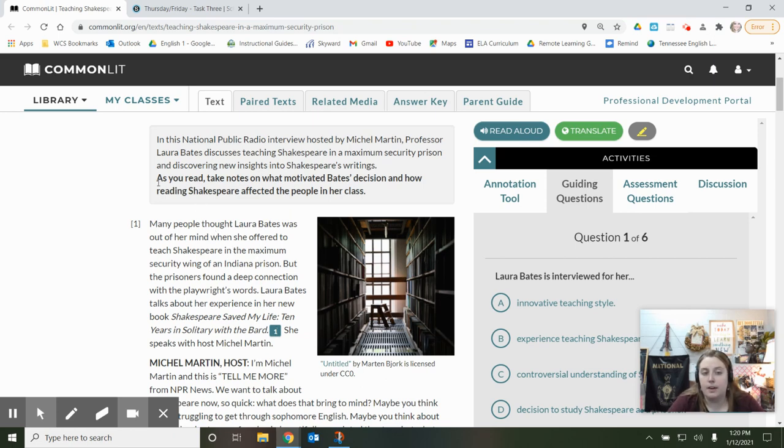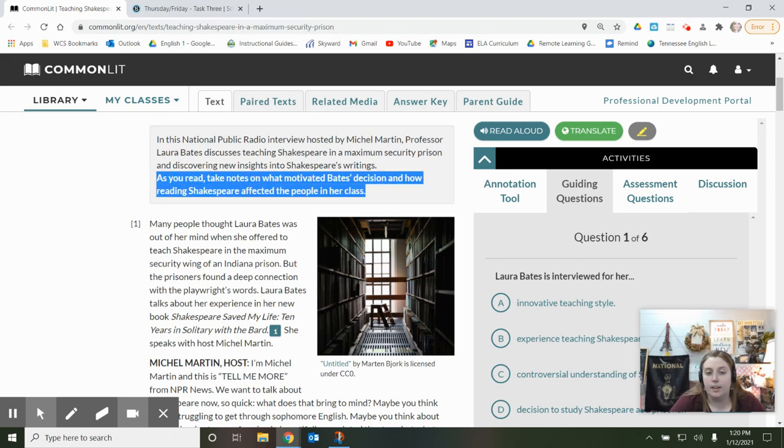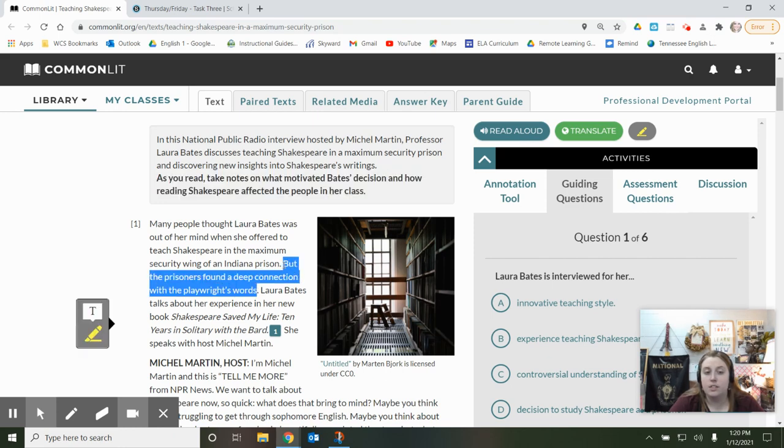Now, remember when we were talking about taking annotations? I'm going to show you how to do that. So again, what's bolded up here is what I want you to look at when you're annotating, or this is what you will be answering as you annotate. So the question is, what motivates Bates' decision and how did reading Shakespeare affect the people in her class? So in paragraph 1, we've already found one of those answers, okay? It says the prisoners found a deep connection to the playwright's words. So that answers this question about how reading Shakespeare affects the people in her class.